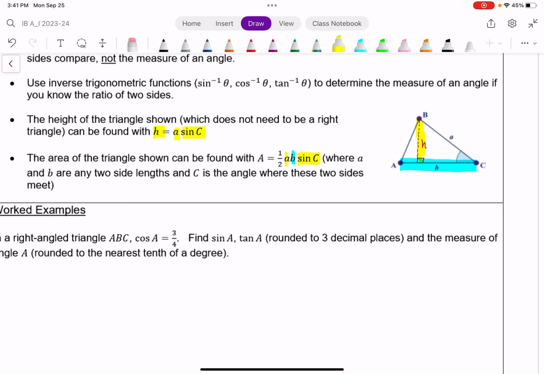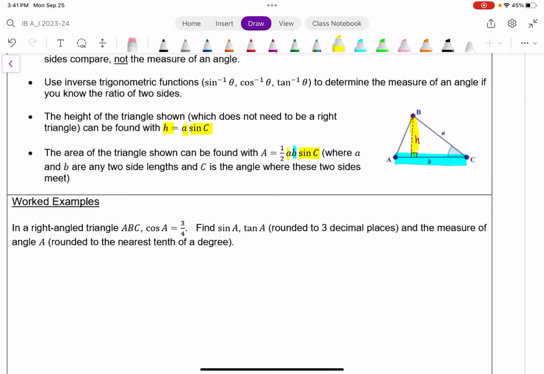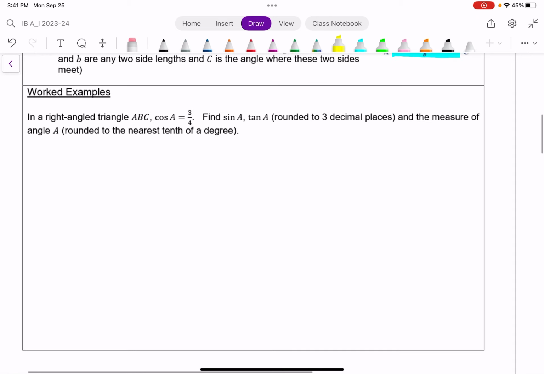All right, aside from that though, this is most likely all review of things you've learned before. So let's do a quick question here. In a right angled triangle ABC, the cosine of A is 3/4. I want to find the sine of A and the tan of A, as well as the measure of angle A. So I'll start by making a quick visual here.